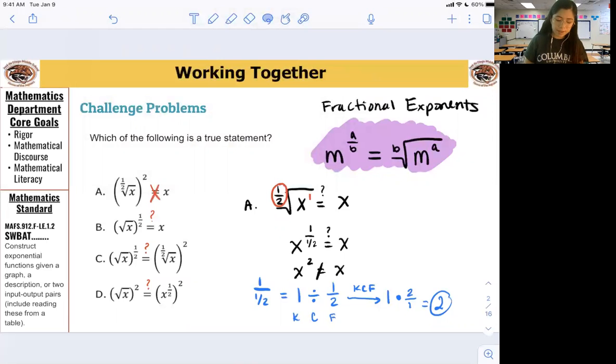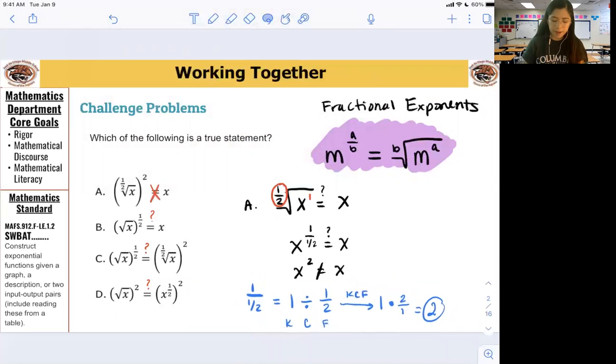And in this case, we had to do KCF. So does anyone have any questions on this? When I had to divide, I had to do 1 divided by 1/2. Why didn't you add the 2 on the outside of the parentheses?